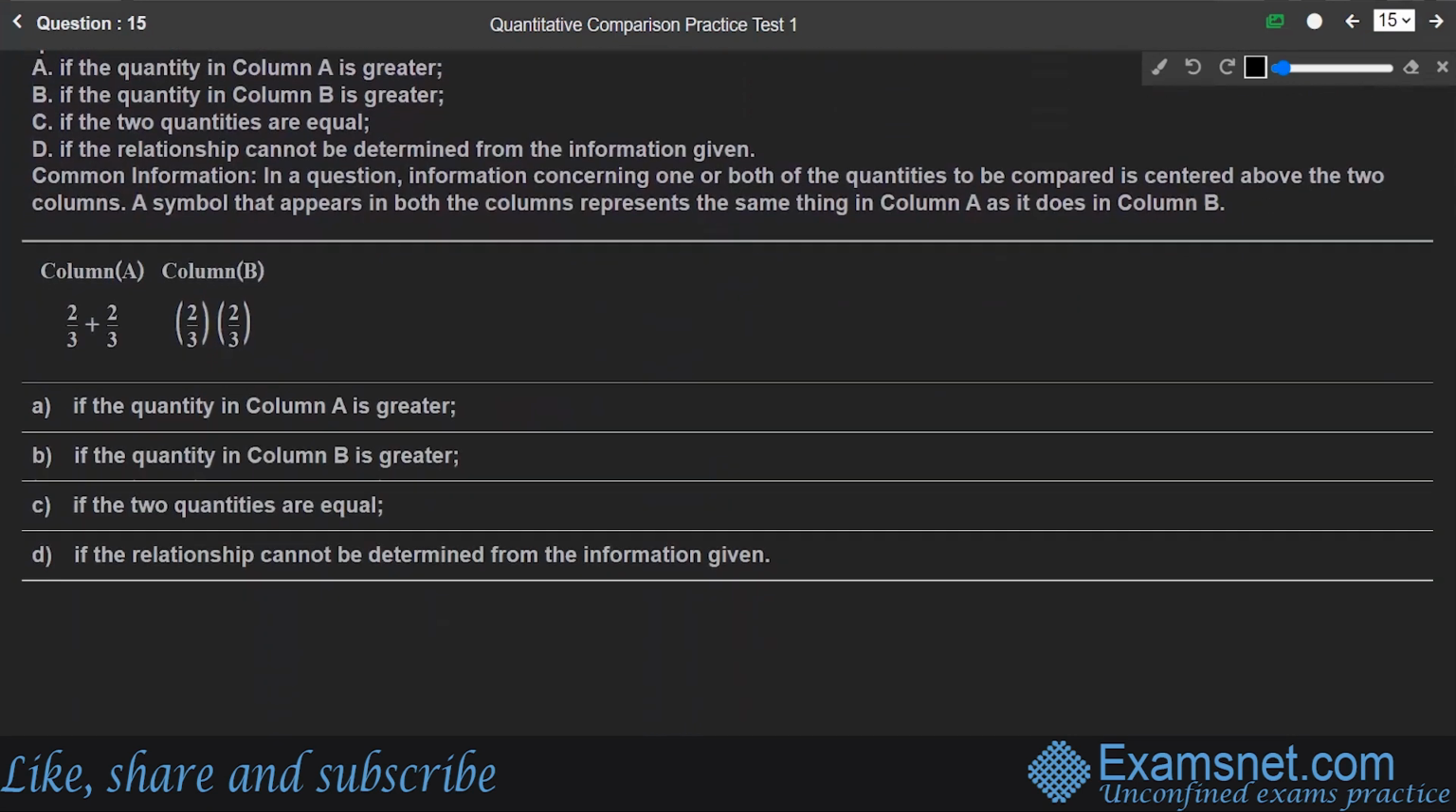Now, we are supposed to compare column A and column B again. Column B has got an expression as 2 by 3 plus 2 by 3. If we solve this, 3 being the LCM, so it is 2 plus 2, that is 4 by 3. So that is the value on the left hand side.